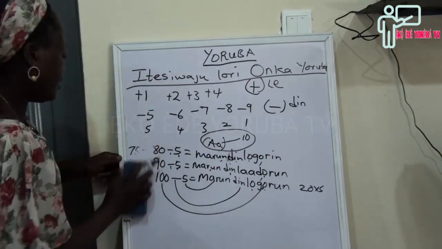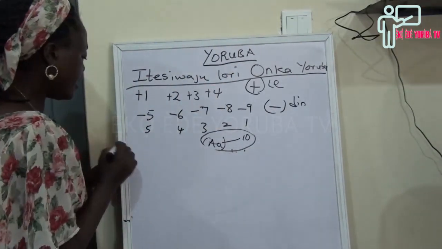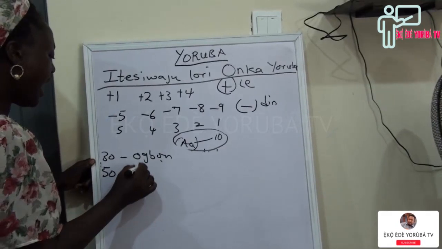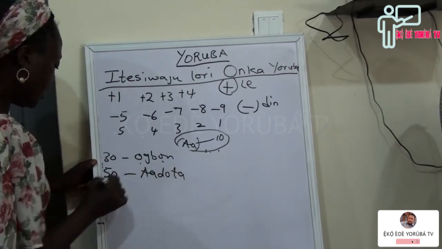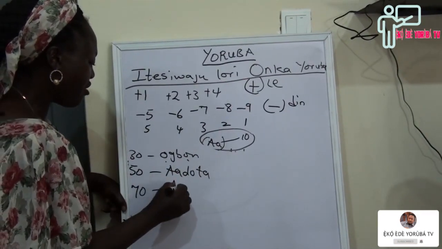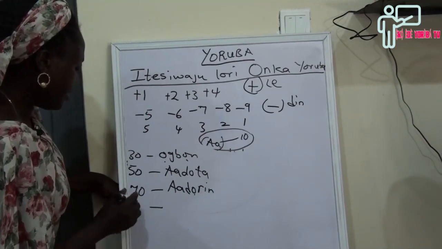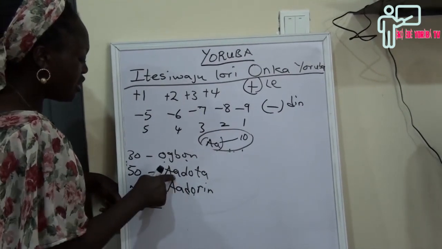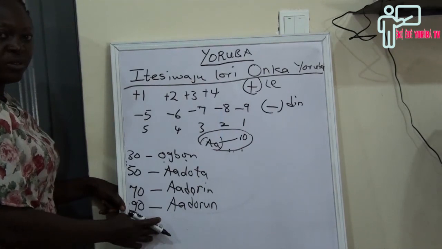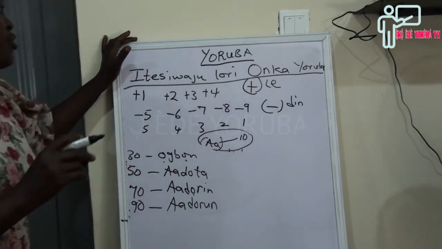And I said 30 ọgbọ̀n, 50 àádọ́ta, 70 àádọ́rin, 80, no, 90. 90 will be, this one is àádọ́ta, àádọ́rin, so this one will be àádọ́rùn-ún. I've mentioned it before. Àádọ́rùn-ún. So that is for that, from 1 to 100.